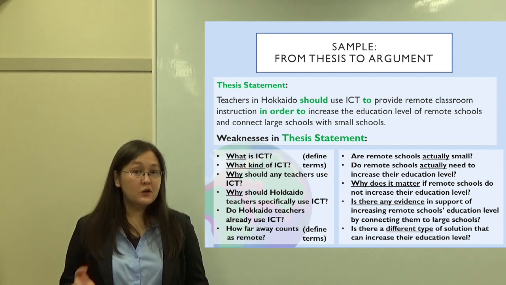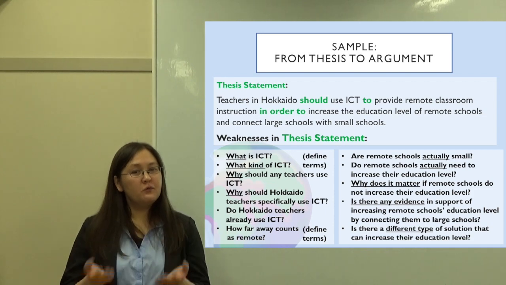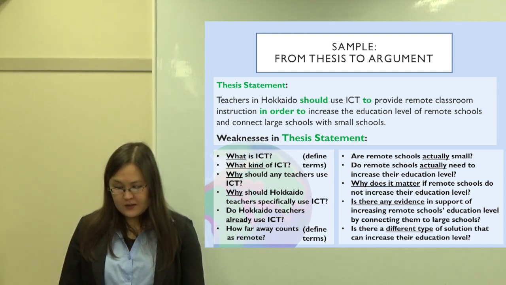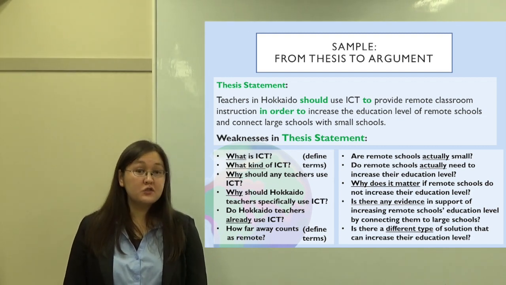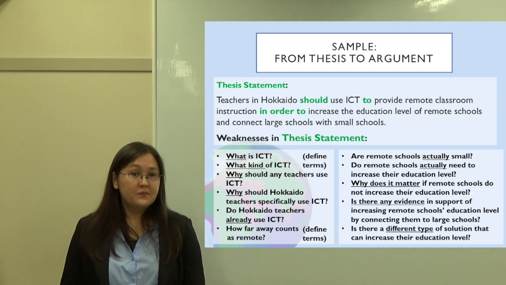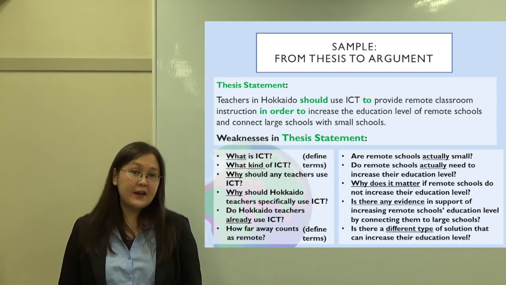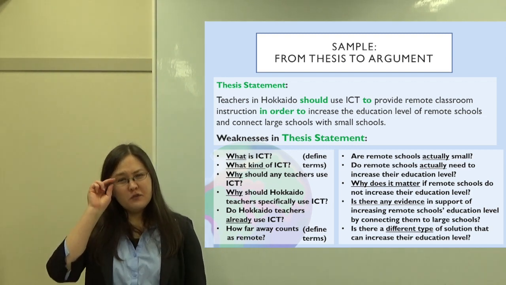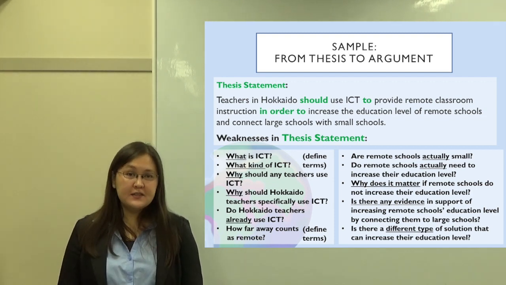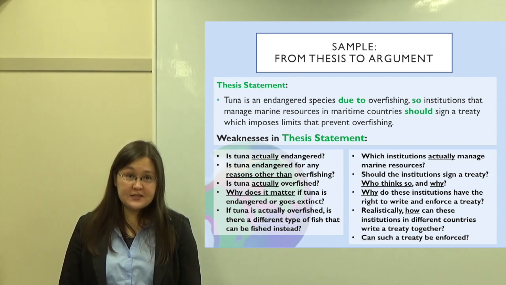Is there any evidence that would show, that would prove or support that if you connect a large school to a small school, it will increase the remote school's level of education? Is there any different type of solution? Maybe a solution that is easier or less expensive, cheaper than using ICT. So these are some possible objections, some possible opposite opinions that a reader might have about this thesis statement. Before starting to write even one sentence of the paper, it's important to make a list of these kinds of weaknesses. Let's look at another example from our sample thesis statement.